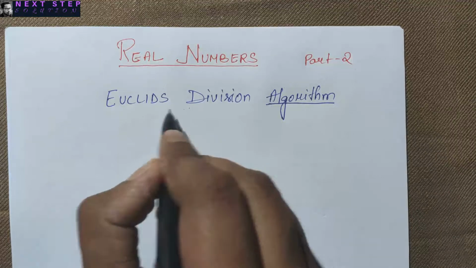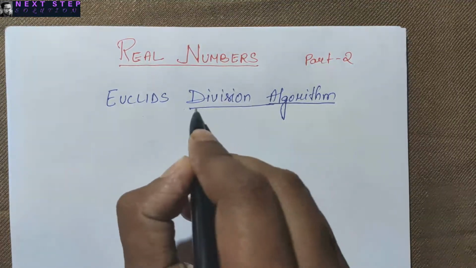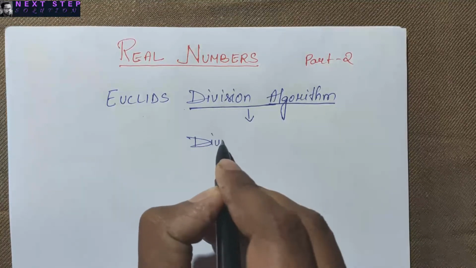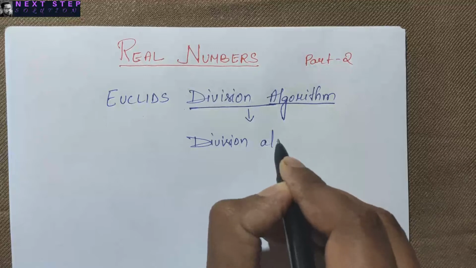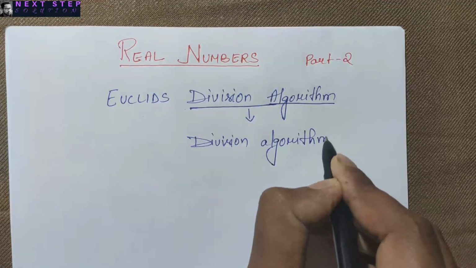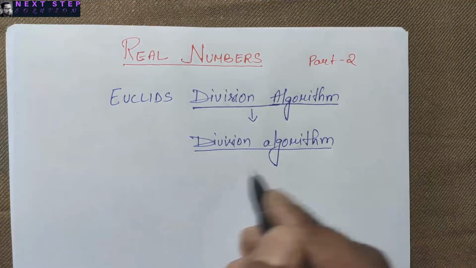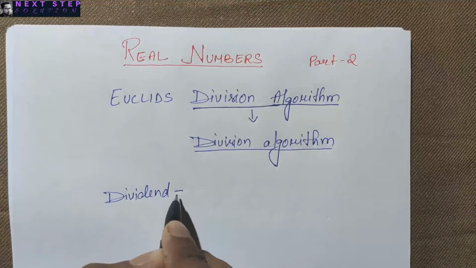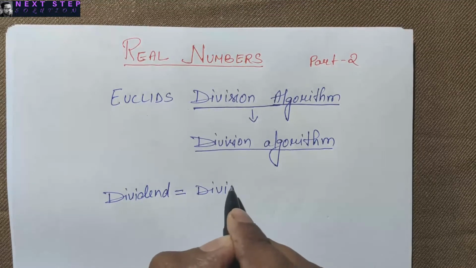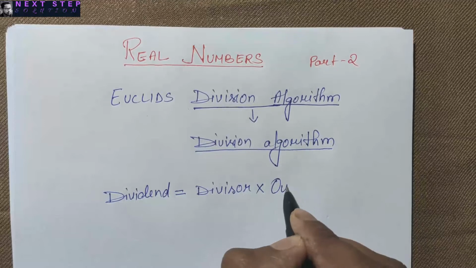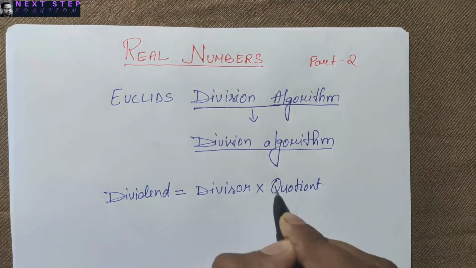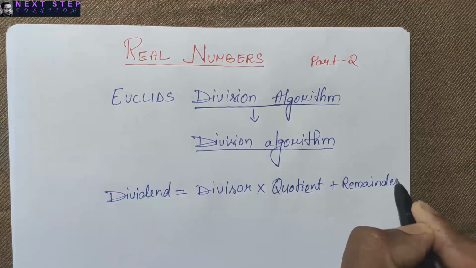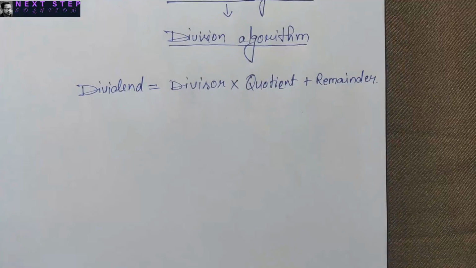Before going to Euclid's division algorithm, let us recall the division algorithm which we have learned in a previous class. In the division algorithm, we have learned that dividend is equal to divisor into quotient plus remainder. Now this thing we can understand by solving a practical question.